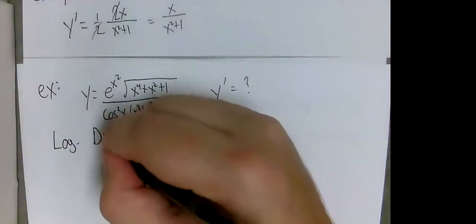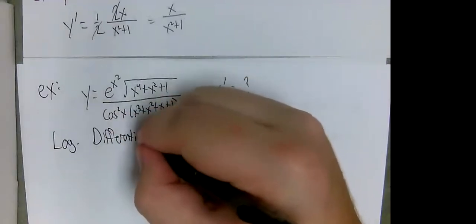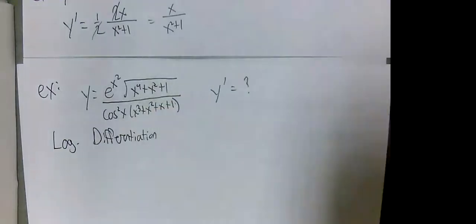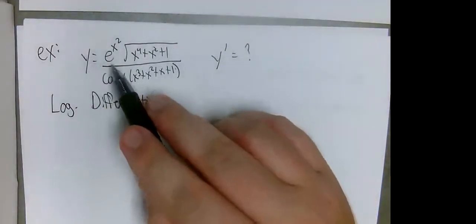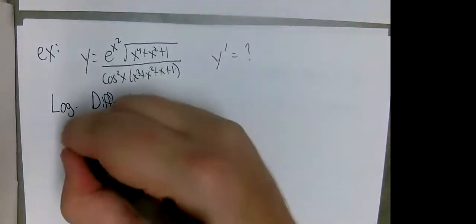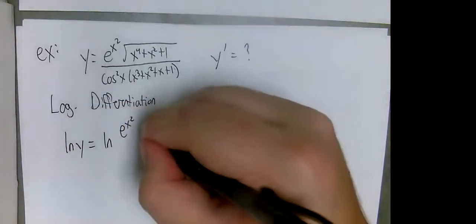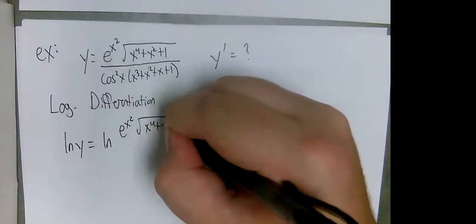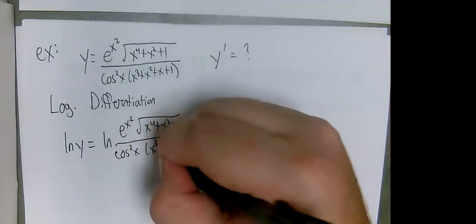What I'm going to do instead is I'm going to use a technique called logarithmic differentiation. I always have trouble spelling differentiation. I always have to sound it out. I'm going to use logarithmic differentiation here. What I do is instead of taking the derivative right off the bat, I do the log of both sides. So I do ln of y is ln of this monstrosity.